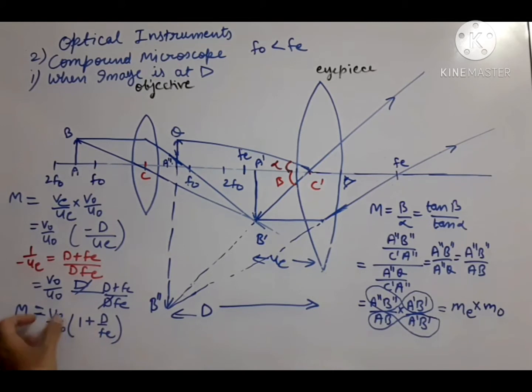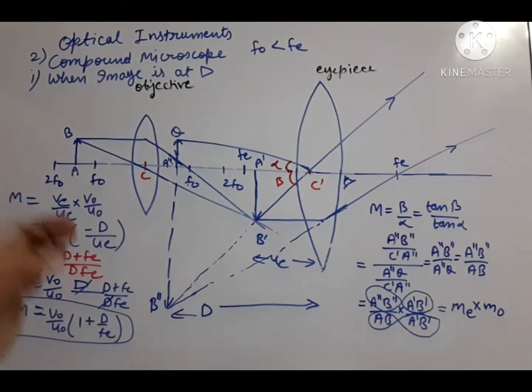multiplication of two terms. So VO upon UO भी है and 1 plus D upon FE भी है. So finally हमारा magnification increase हो रहा है. So capital M जो magnification होता है वो दो terms आ गई इसलिए increase हो रहा है. ठीक है? So in this case the magnification answer is, this is the final answer. Okay, this way we have solved the magnification.